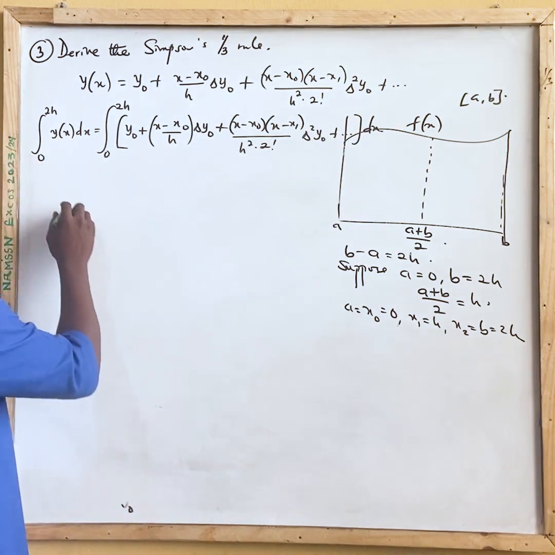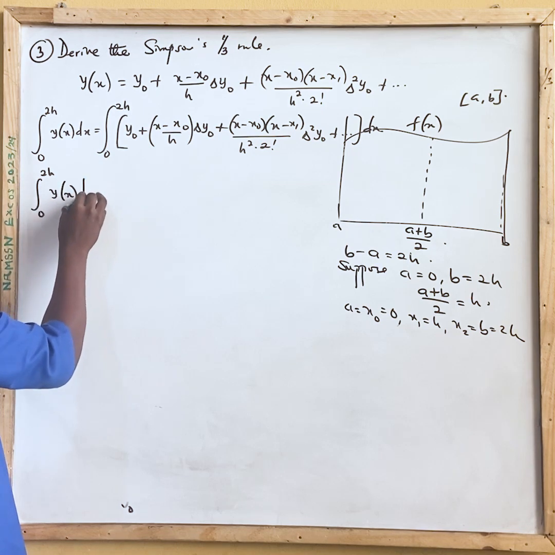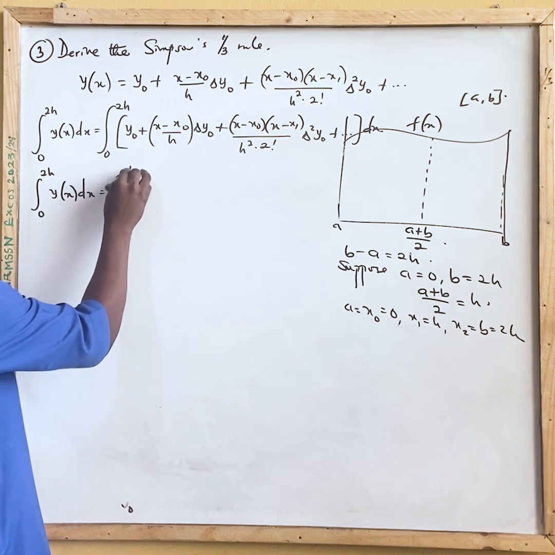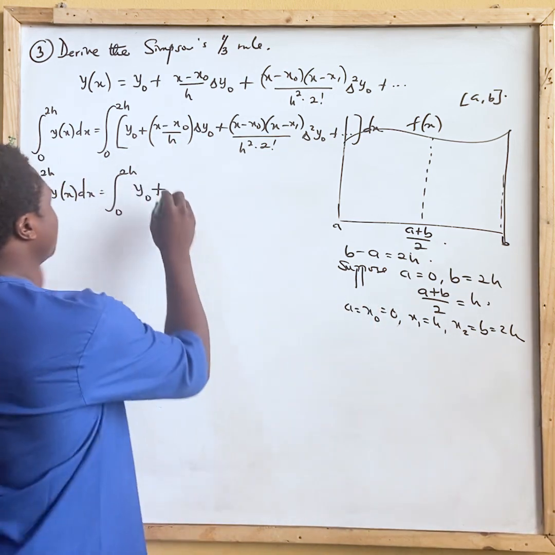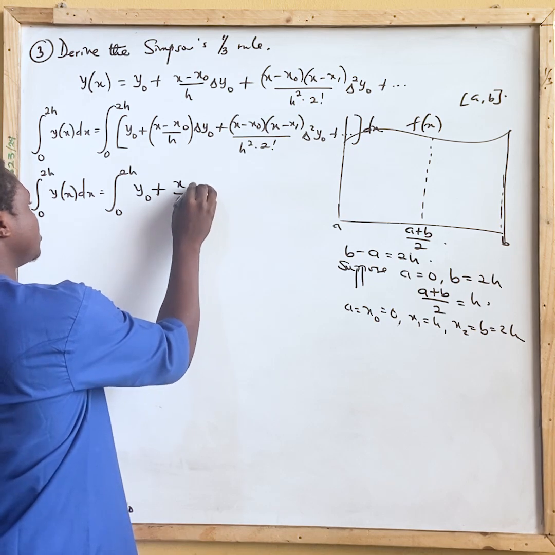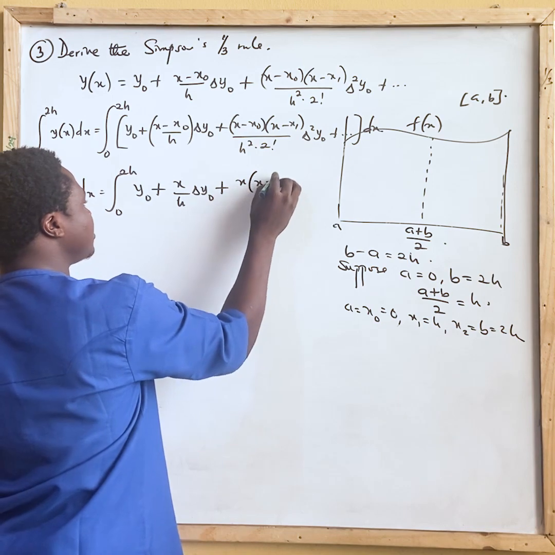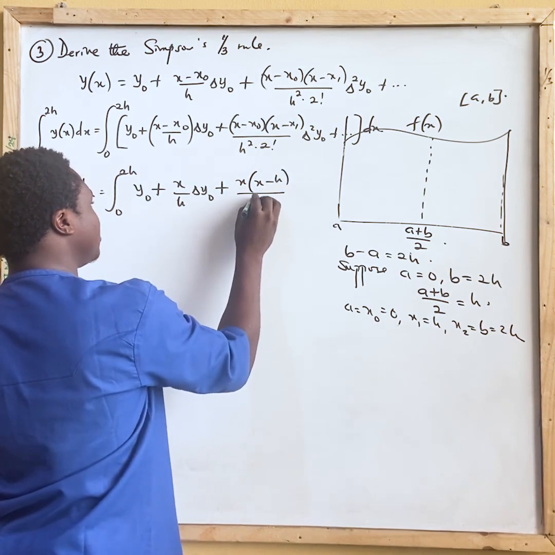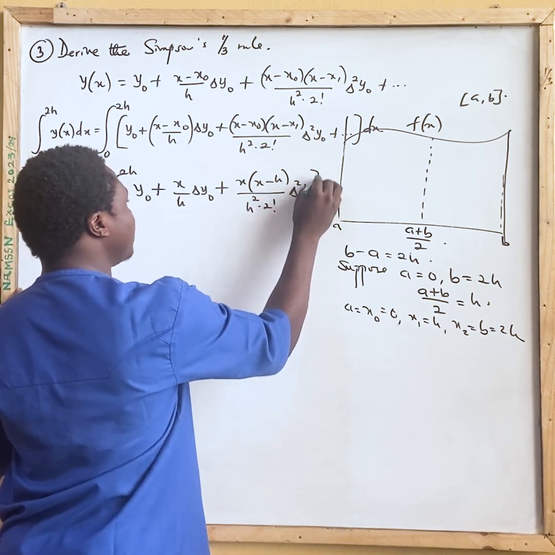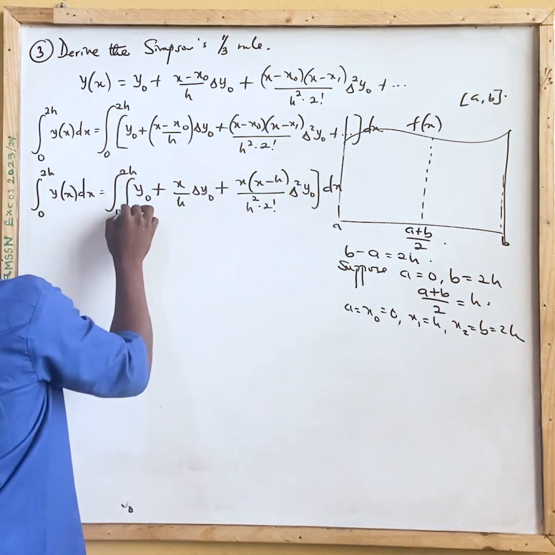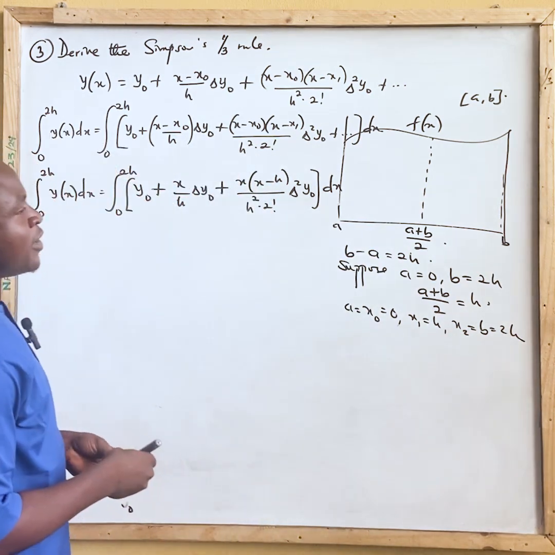So doing that, I'll have our integral 0 to 2h of y of x dx to be the integral 0 to 2h of y naught plus, remember, your x naught is 0, so I have x over h forward y naught plus x into (x minus h) over h square times 2 factorial forward square y naught. I am truncating at this point, so every other thing would be dealt with in our error analysis.